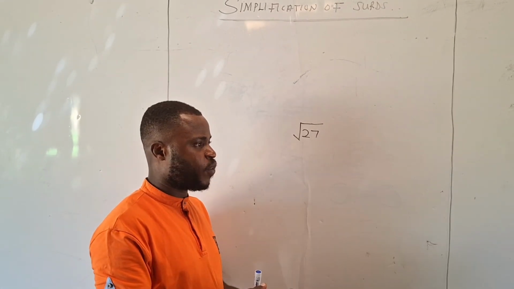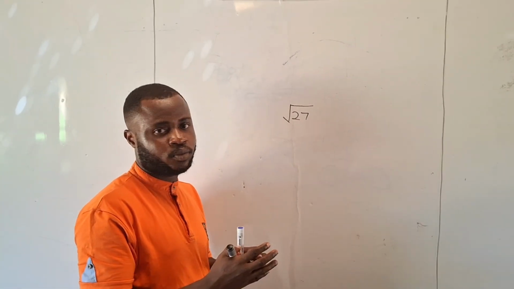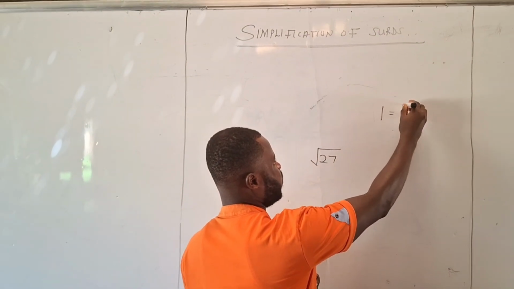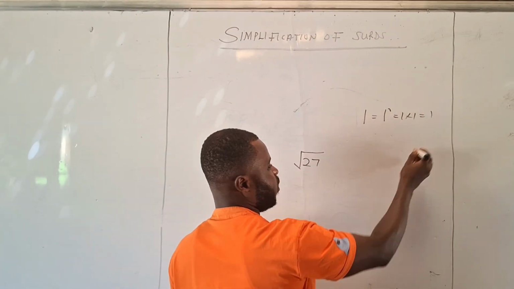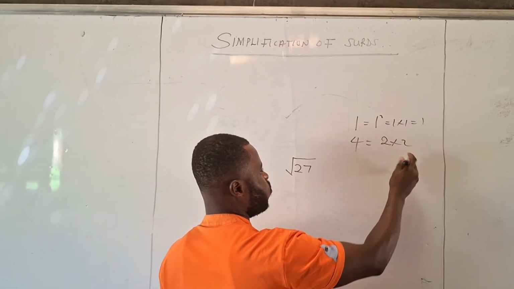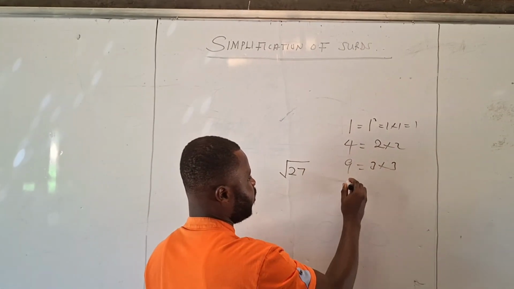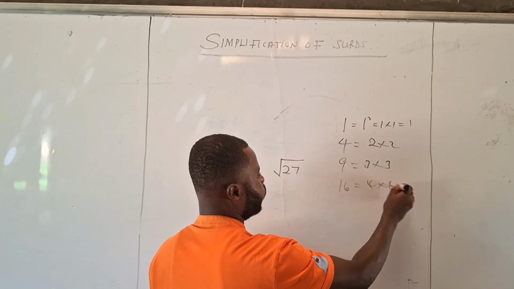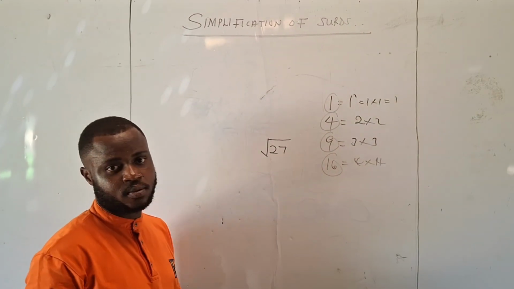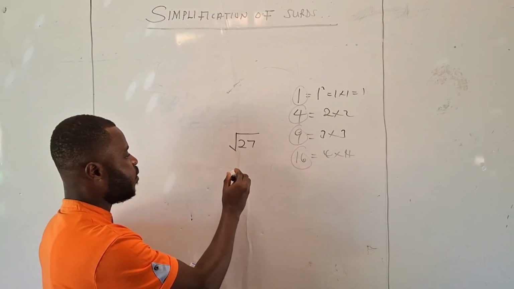Now, what is a perfect square? A perfect square is a number you get when a number has multiplied itself. Now, what do I mean by that? The first perfect square number is 1, because 1 squared, 1 times 1 is 1. The next one is 4. Why? Because 2 times 2 gives you 4. The next one is 9, because 3 times 3 is 9. Then 16, 4 times 4. So these are perfect squares.